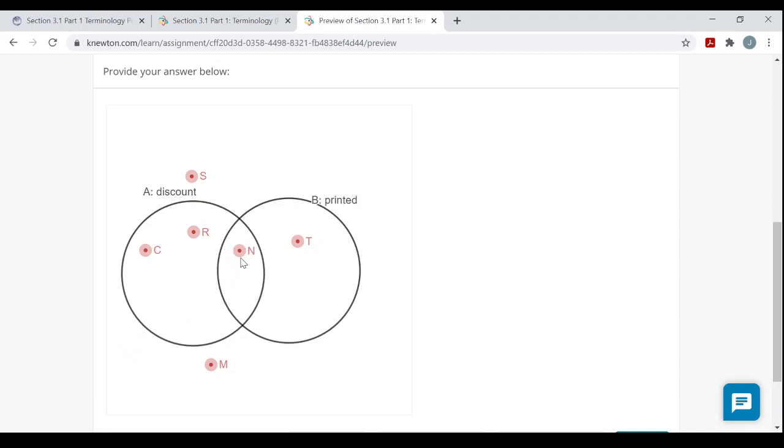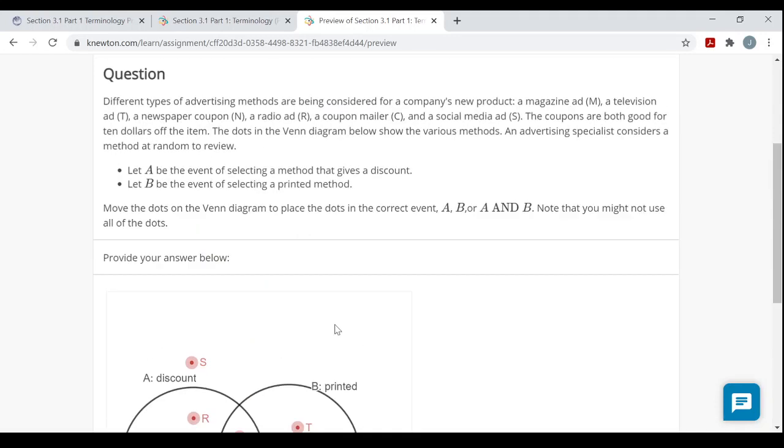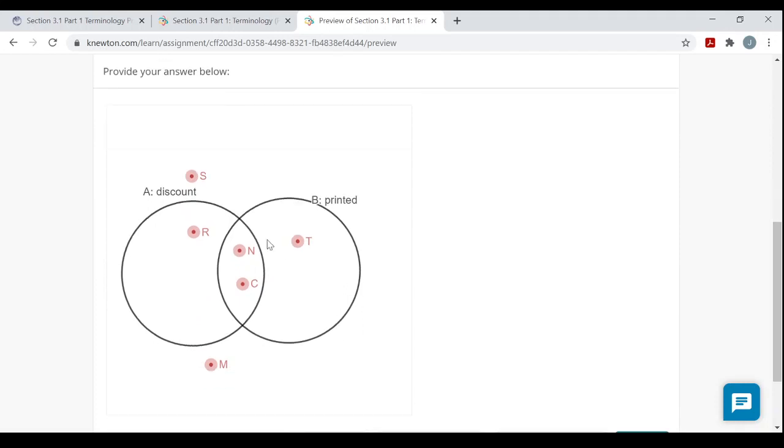So I'm going to put both in the overlap. Same thing for the C, the coupon mailer. It's being mailed out, it's on paper, it's printed, and it gives a discount. Right? And those are the only two that should be in that discount circle. Now, the rest of them, S was the social media ad. That's not printed. I'm going to leave that. It doesn't give a discount. Right? The only two that give a discount are the newspaper coupon and the coupon mailer.